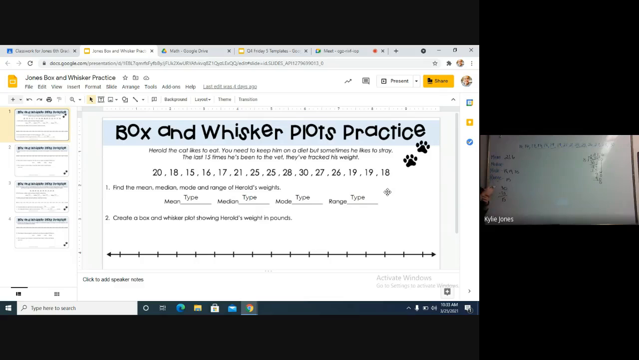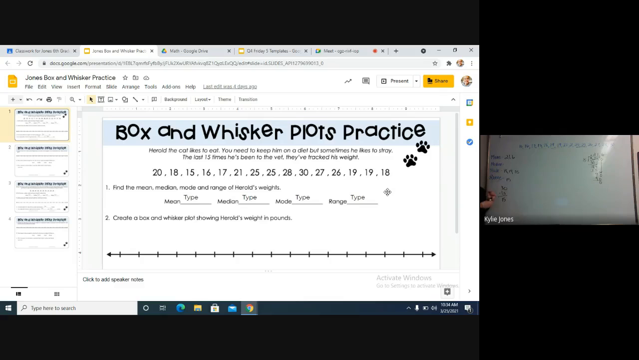I thought the mode was no mode. It goes both ways. But she just explained those. Some people look at it as no mode, some people look at it as 18, 19, and 25. It depends on the teacher. So different teachers might ask you for different things. She wants you to go this way.